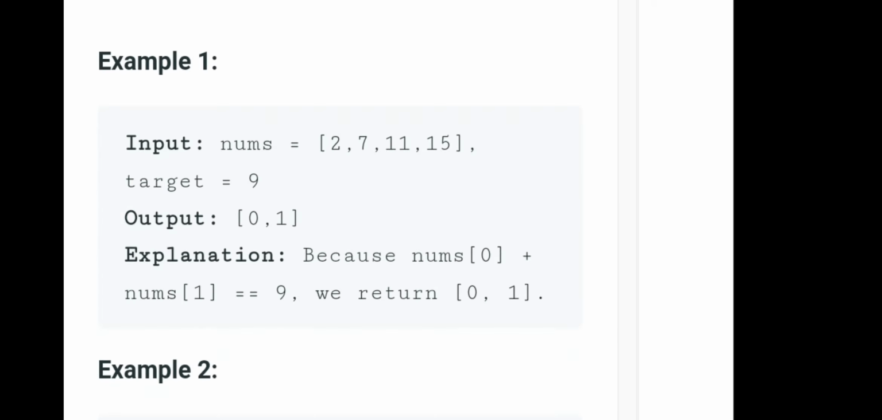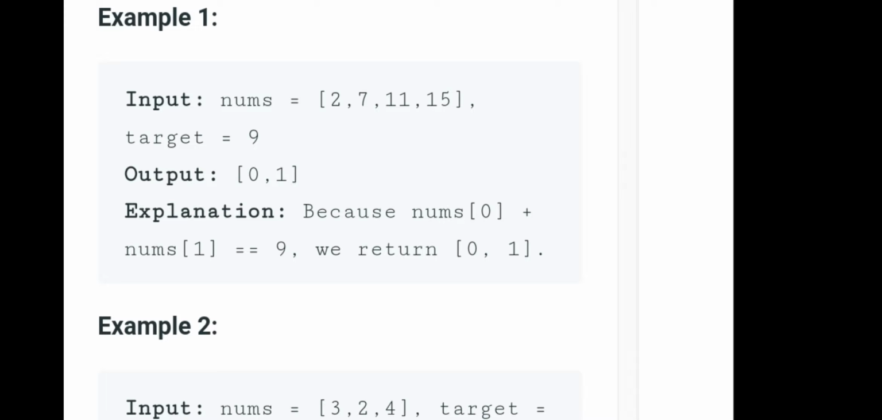If you see an example here, an array is given of 4 elements: 2, 7, 11 and 15. Now what is our target? 9. So which two numbers if you add up from the array will give you 9? Obviously 2 and 7. So what are the index values of these? 0 and 1, right? So you will be putting 0 in an array, the next element 1 in the array, and returning this.